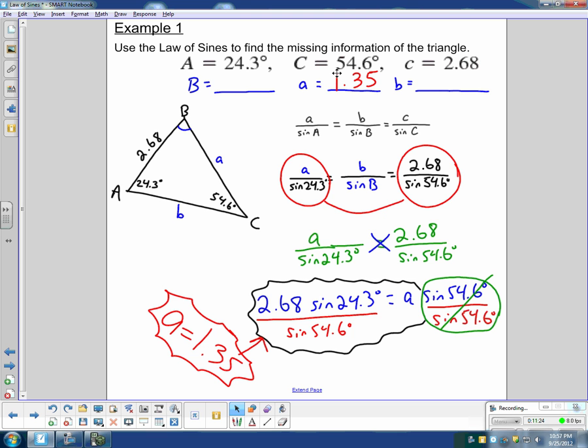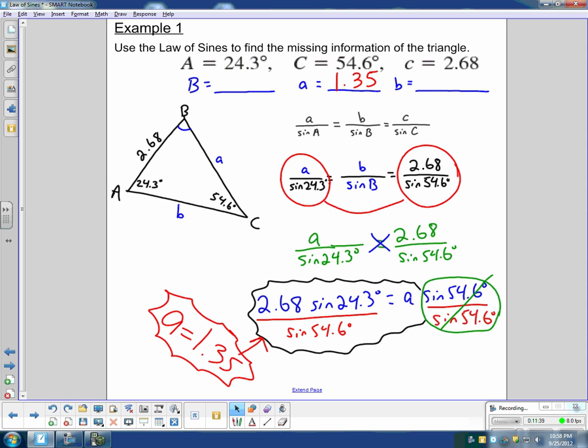All right, so that's how we use the law of sines. Now, in this example, we still have 2 pieces of information missing. We need to know side B and angle B. I'm going to leave that up to you to try and figure out those last 2 pieces of information.